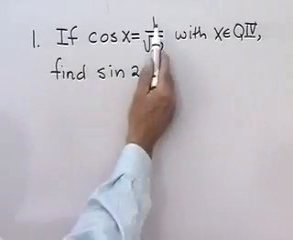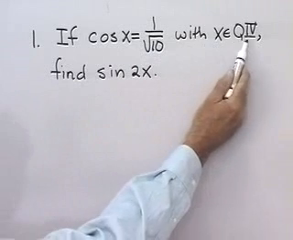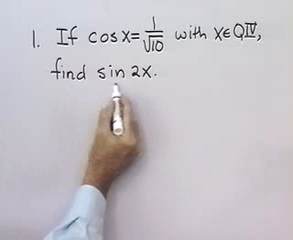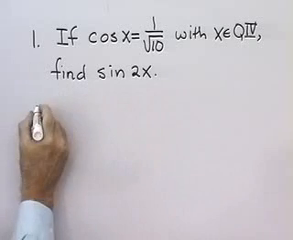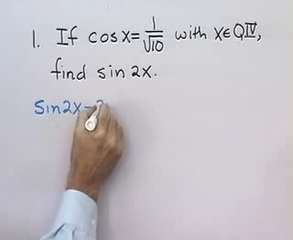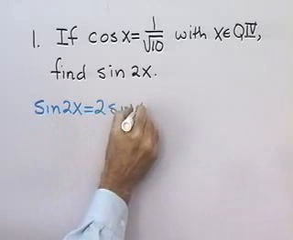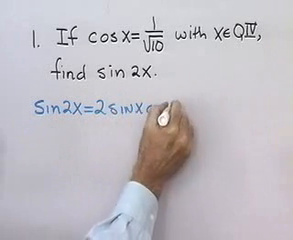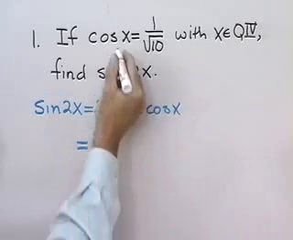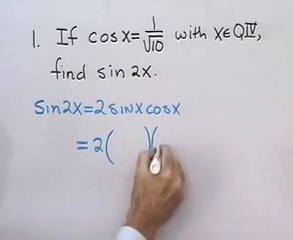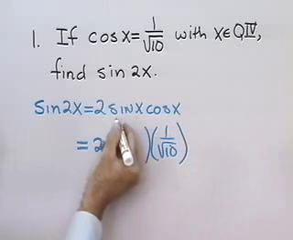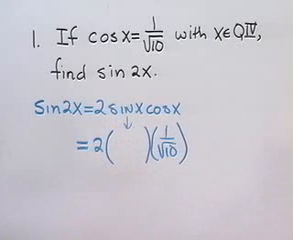If the cosine of x is 1 over square root 10 and x belongs to quadrant 4, can we find the sine of 2x? Now you know you've memorized the formula here for the sine of 2x. Sine 2x is equal to 2 sine x cosine x. So I can fill this in as 2 times, well, I don't have the sine of x, but I do have the cosine of x, 1 over square root 10. So it looks like I'm going to have to find the sine of x to put in here.